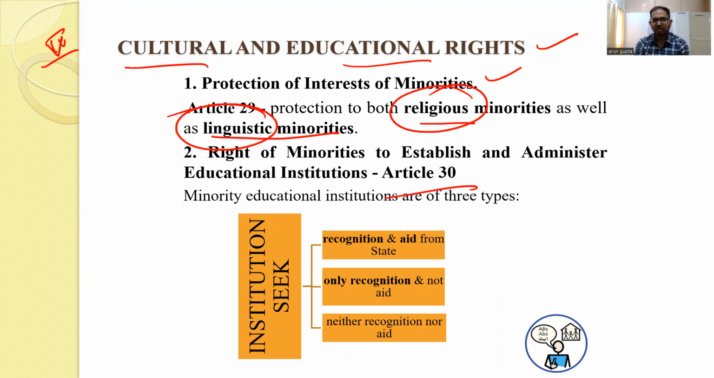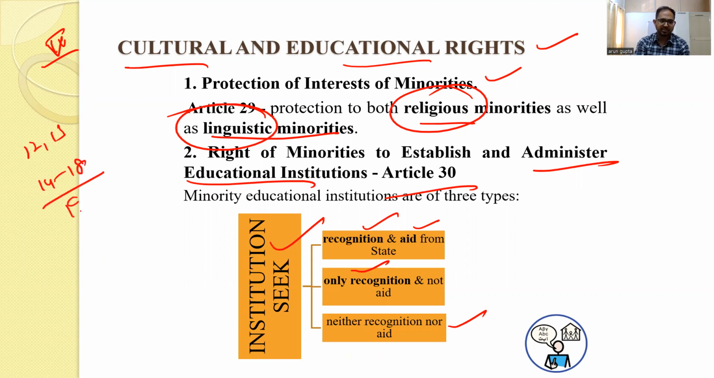Then Article 30 talks about establishment and administration of educational institutes by the minorities. Minority institutions are of three types. One, those with recognition and aid from the state. Second, those with only recognition but no aid. And third, those with neither aid nor recognition. These are the three types of minority educational institutions. So till now we have talked about Article 12, 13, then 14 to 18 equality, 19 to 22 freedom, 23 to 24 against exploitation, 25 to 28 religion, 29 to 30 minority cultural and educational rights.